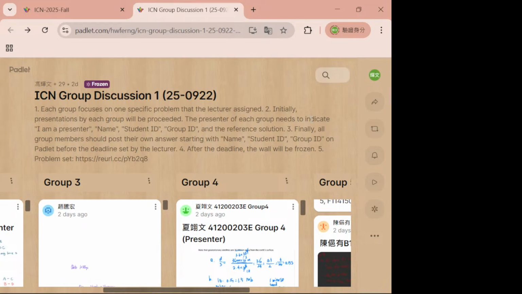All right, so presenter from group 4, think about this, right? And 5 and 6 as well. And actually, I've seen the presenter, right? Presenter from group 4, 5, and 6. So later we will have the presentation directly. So presenter from group 4, come here.